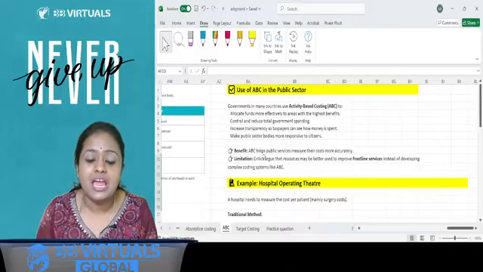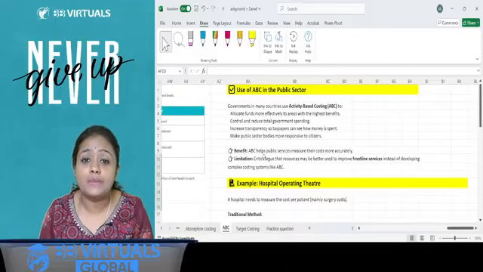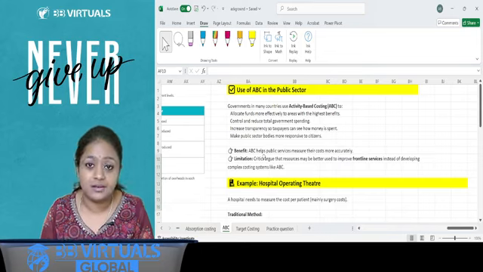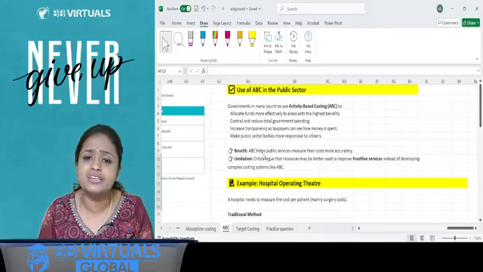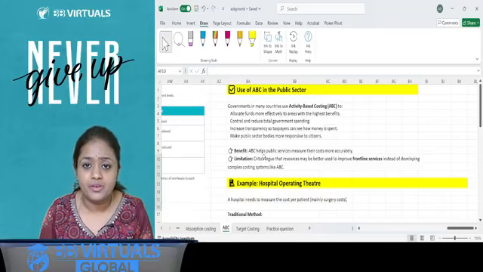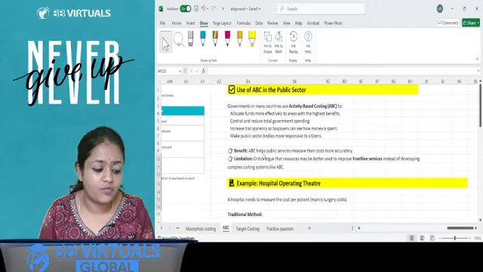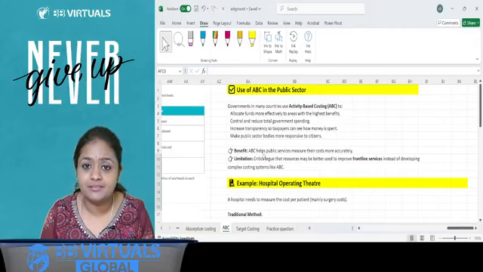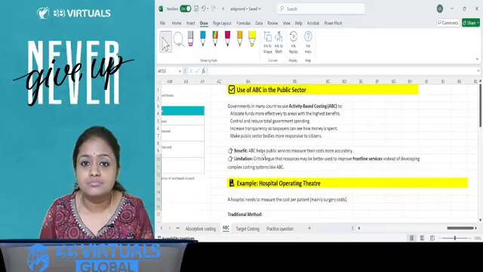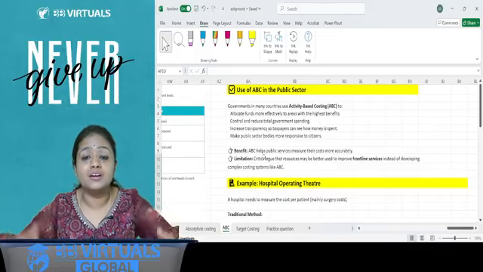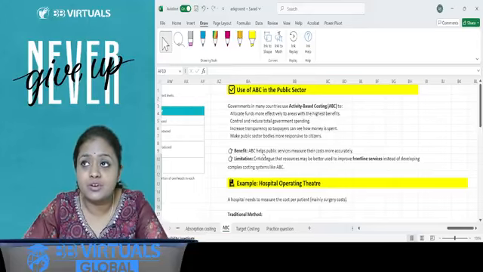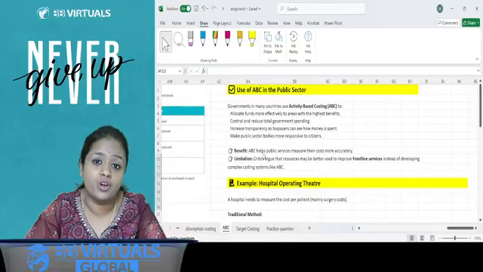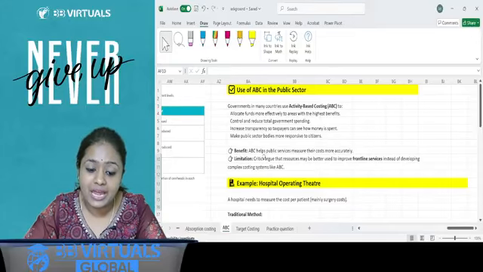Now quickly, what is the use of ABC in the public sector? Can we apply ABC in the public sector, the most crucial point? Or in a service industry? Or can we apply it in a not-for-profit organization as well? So let's see the answer. Here I'm talking about the public sector first, in relation to a not-for-profit organization. So can I apply ABC over there?